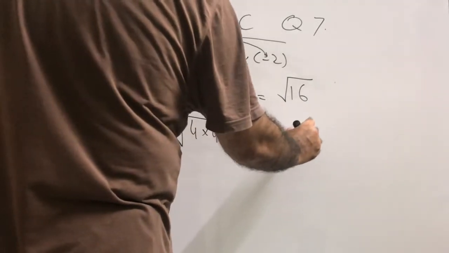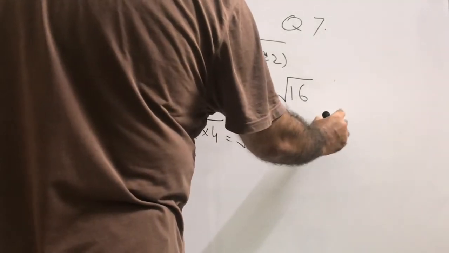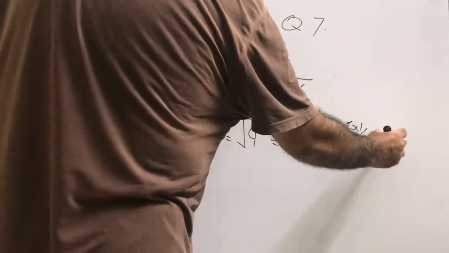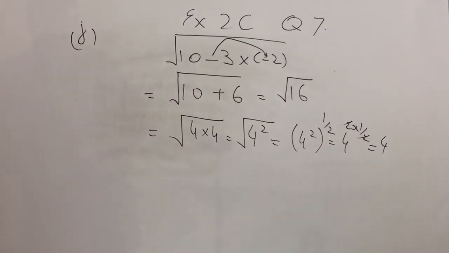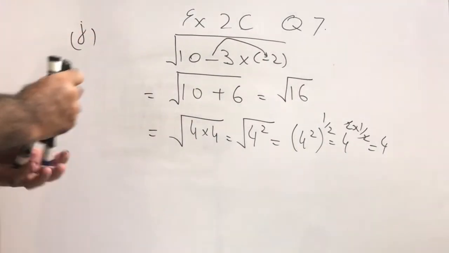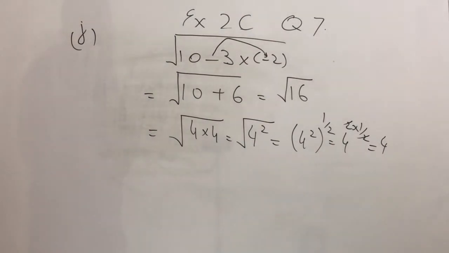We know that this under root is the power 1 over 2. We know that powers get multiplied. We cut off and we get the answer 4. So 4 is the answer for part J. So in this way, we have completed question number 7 on page number 43.